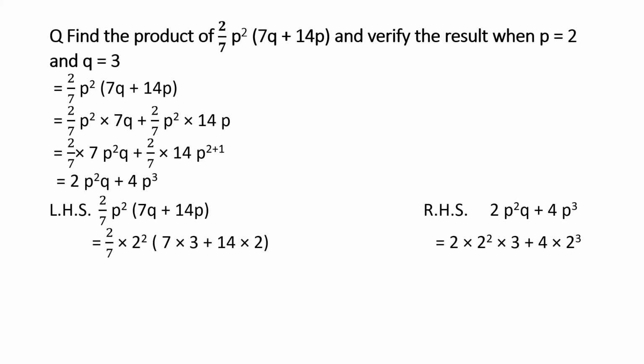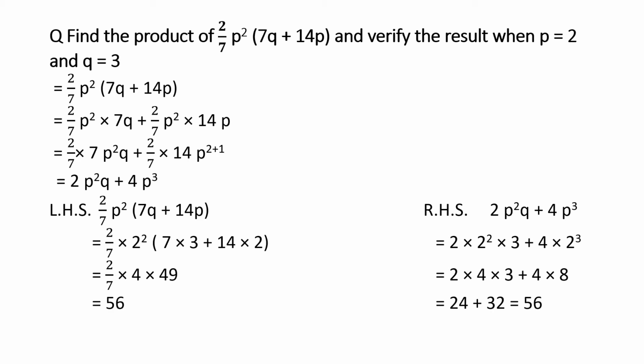2/7 into 2 raised to power 2, bracket 7 into 3 plus 14 into 2. In our RHS, 2 into 2 raised to power 2, q is 3, plus 4 into 2 raised to power 3. In LHS, 2/7 into 2 raised to power 2, that is 4, and 7 threes are 21 plus 28, that will become 49. Here 2 raised to power 2 has been opened, 2 into 4 into 3 plus 4 into 2 raised to power 3, that is equal to 8.